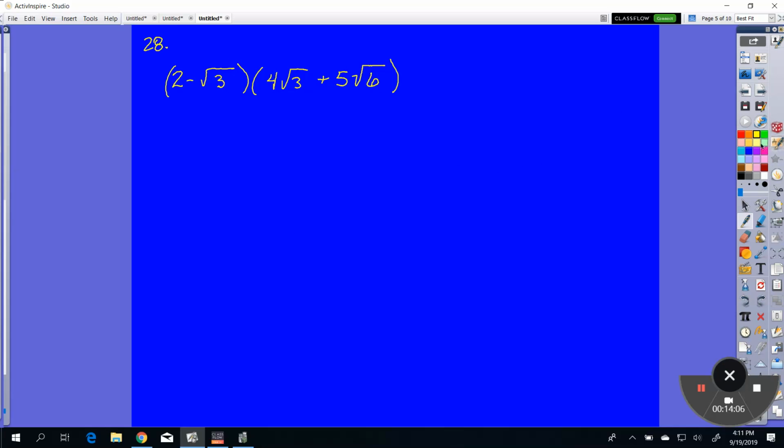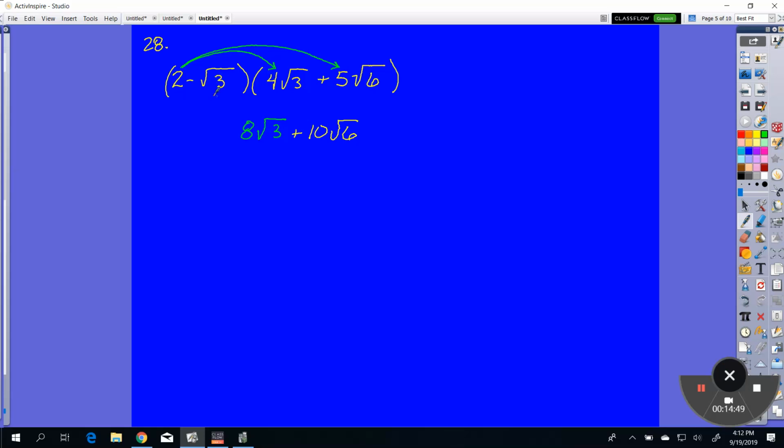All right, 28 is a little bit more challenging. It's more like what we've done in the past when we have to distribute. So this is 2 minus a number, and this is 4 square roots of 3 plus another number. So this 2 is really multiplying to both pieces. So it's multiplying to the 4 square roots of 3 and to the 5 square roots of 6. So again, I just multiply outside numbers. 2 times 4 is 8. And there's nothing inside of a square root with the 2, so it's just square roots of 3. It just goes along for the ride. The next part, 2 times 5 is 10, and there's nothing to go in, so it's square roots of 6.